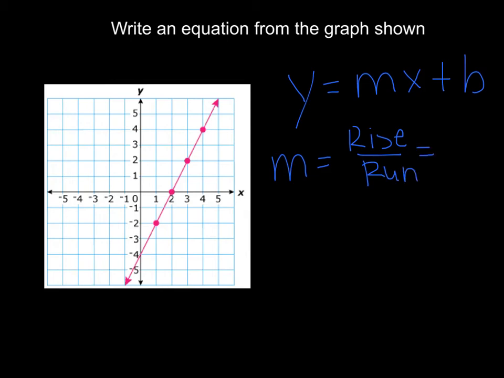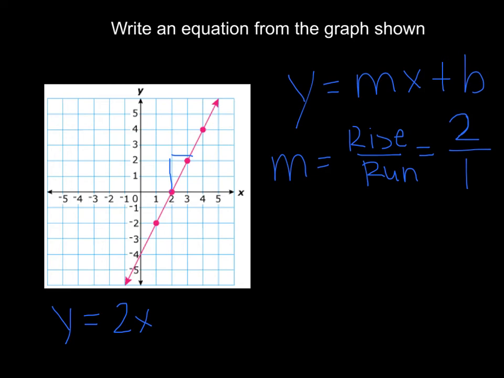So you can pick any 2 points on the graph. I'm just going to start from the point here at 2, and I'm going to see how much I rise. So I rise 1, 2, and I run 1 over 1. So the slope of my line is 2 over 1, or just 2. So I can start writing my equation as y equals 2x.